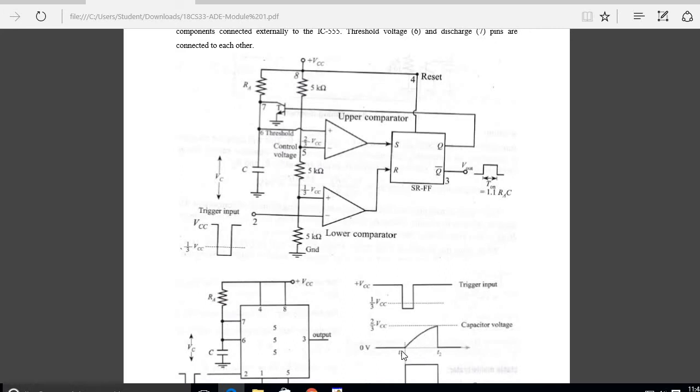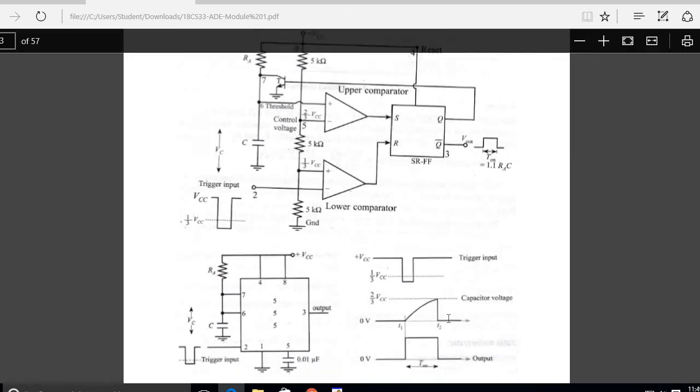From T1 to T2 the capacitor voltage remains the same. Once 2 by 3 VCC is applied to the upper comparator, Q should be high and Q bar should be low. Q high means it is internally connected to the transistor, so the transistor should be in on condition. At that particular time T2 the capacitor starts discharging. This is what you should see in the waveform.